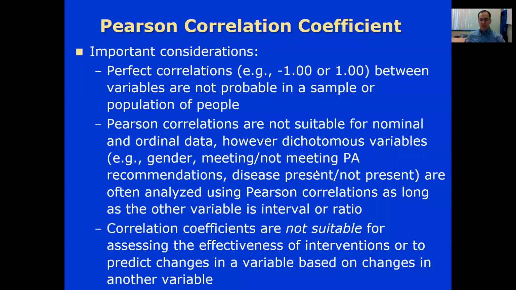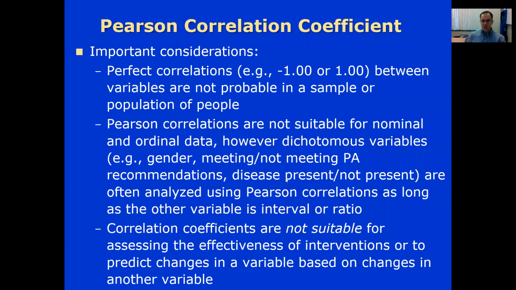Now, another consideration is that Pearson correlations are not suitable for nominal and ordinal data. However, dichotomous variables that have two different branches, such as gender, are often analyzed using Pearson correlation as long as the other variable is interval or ratio. The reason for that is that in gender, you can indicate a 0 or a 1 for male and female, and then you can do a Pearson correlation. Again, you might see this in your literature review, so it's just something to keep in mind as we go along.